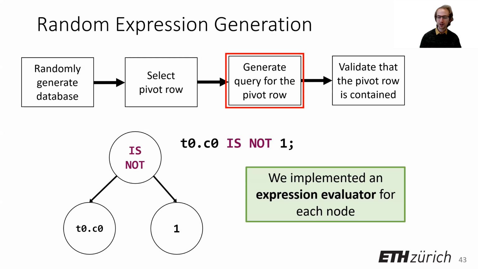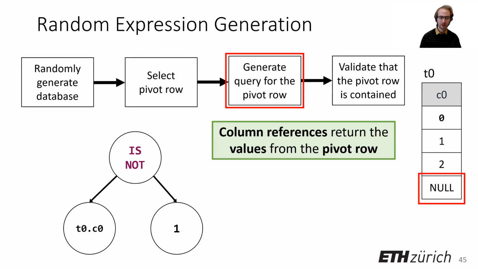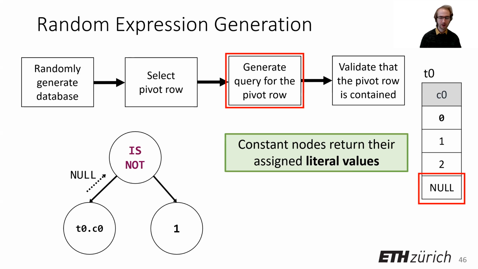And we implemented an expression evaluator for each node. Now, based on this, we can evaluate this tree based on the pivot row, meaning that there are two kinds of leaf nodes. One of them are column references, and for column references, we just return the values from the pivot row, meaning that here we have a reference to C0, so C0 returns here null since this is the value from the pivot row. The other kind of leaf nodes are constant nodes, which return their assigned literal values. So here 1 just returns 1.